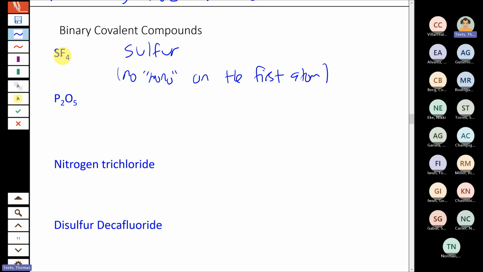But then for fluorines, 4 is the prefix tetra. F is fluorine, but we do still change the end of the name to IDE. So the F4 part of the formula will be written as tetrafluoride. Tetra telling us that there's 4 of them. IDE just because it's the second element in the name. There's not really a good rhyme or reason for that. That's just how it's done.